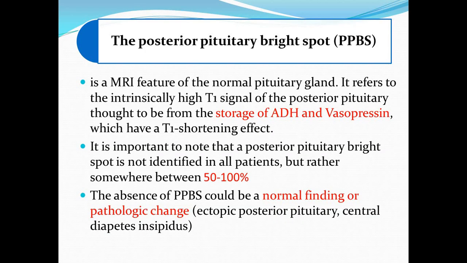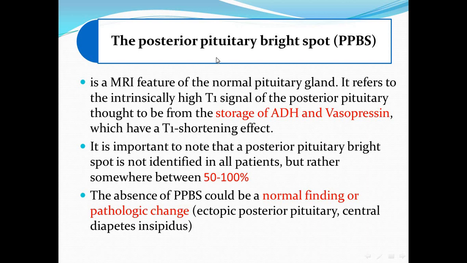The posterior pituitary bright spot is an MRI feature of the normal pituitary gland. Why is it bright on MRI? That's because this area of the pituitary gland is where the antidiuretic hormone and the vasopressin are stored. And these hormones have the ability to cause T1 shortening. It means hyperintensity on T1 images.